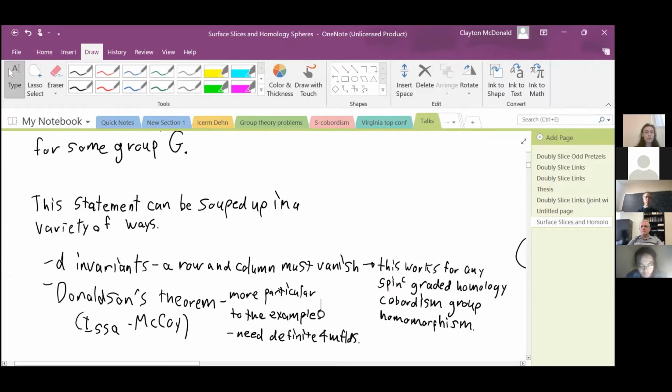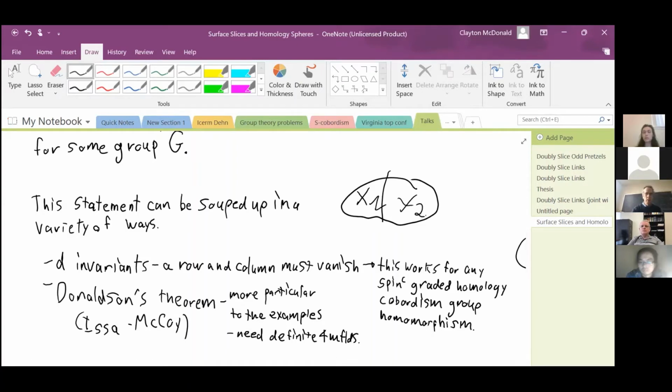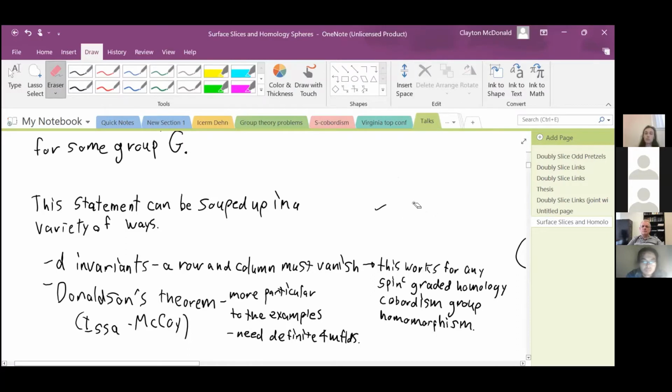Another nice obstruction is using Donaldson's theorem. I'm not going to get into the details of this, but this one's a little bit more particular, because it requires certain definite four-manifolds to exist, to bound the manifolds that you're trying to obstruct. But in that case, you again want to attach one of these two four-manifolds to a given definite four-manifold to get a definite closed four-manifold, and then using Donaldson's theorem, you want to use the theory of lattice embeddings.